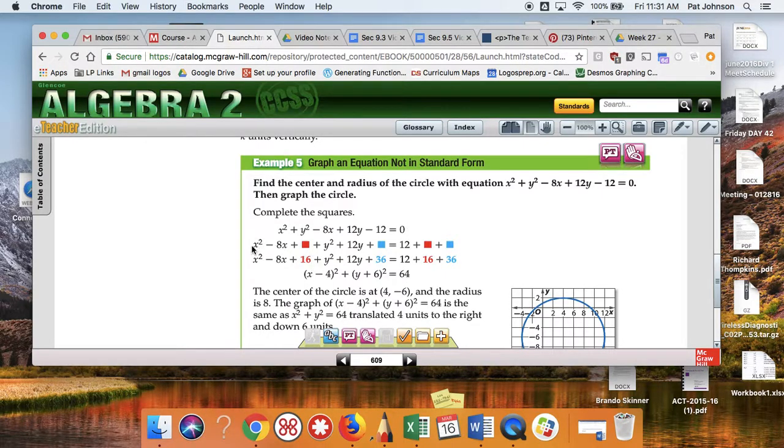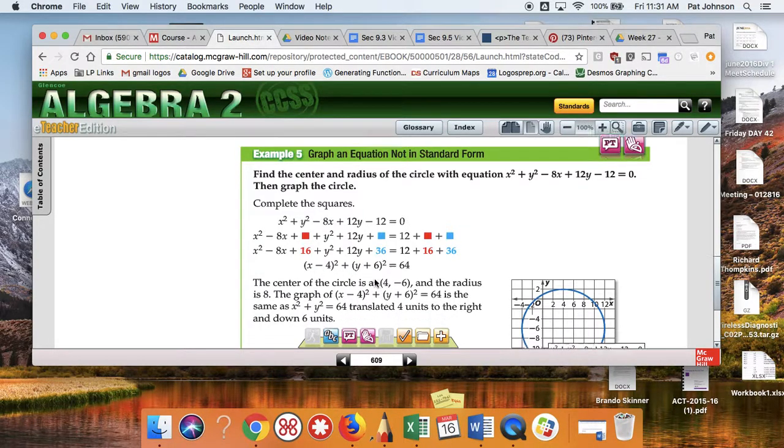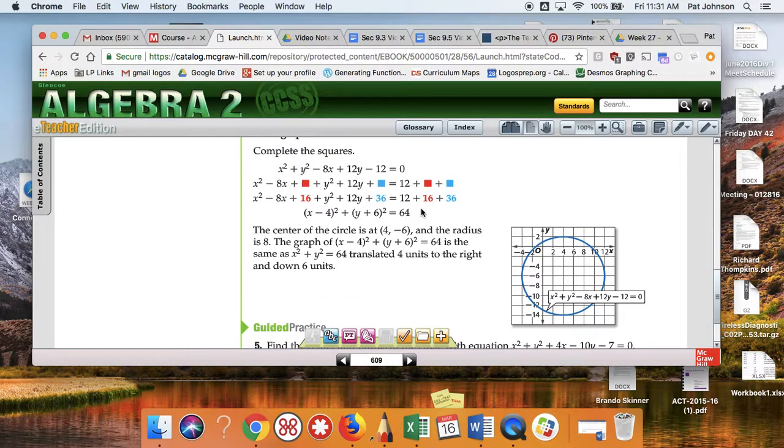Now that we've completed the square, we can factor it. It becomes (x - 4)^2 + (y + 6)^2. So now it's in standard form, so my HK, or my center, is 4, -6. My radius is the square root of 64, which is 8.